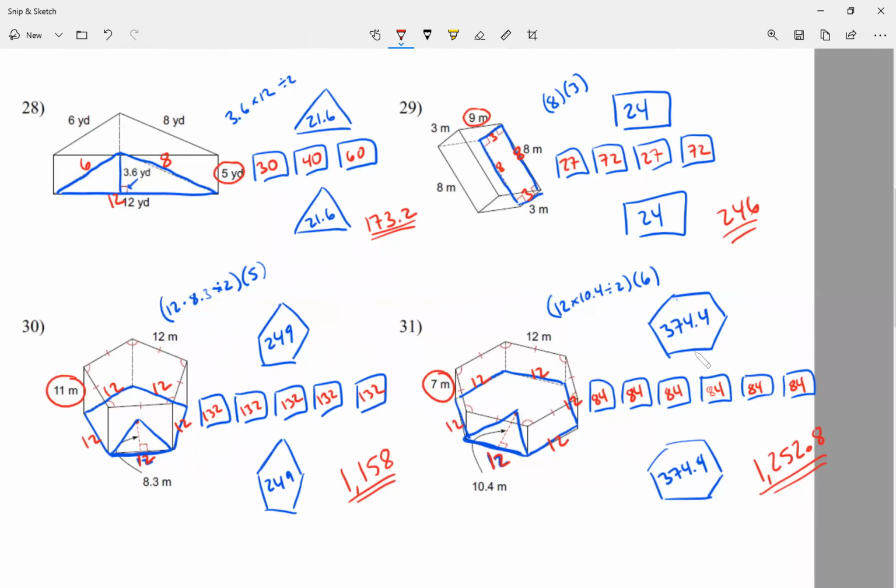Notice what I did. I identified the base. If the base has 3 sides, I have 3 rectangles in the center. If the base has 4 sides, 4 rectangles in the center. Same thing for 5 or 6 sides.